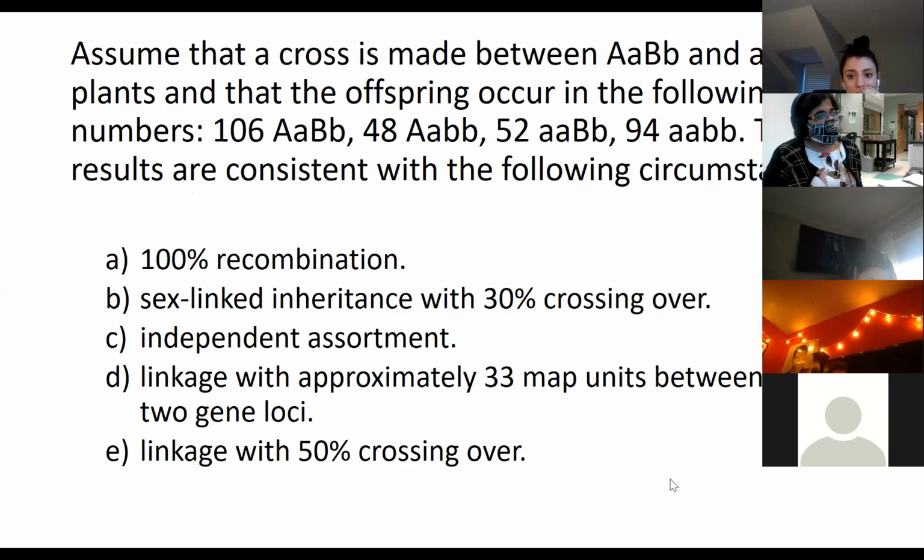Assume that a cross is made between big A, big B, little b, little a plants, and that the offspring occur in the following numbers. So you have 106 of this genotype, 48 of this one, 52 of this genotype, and 94 of these. These results are consistent with the following circumstance. Which one? Would you like me to walk you through this one?